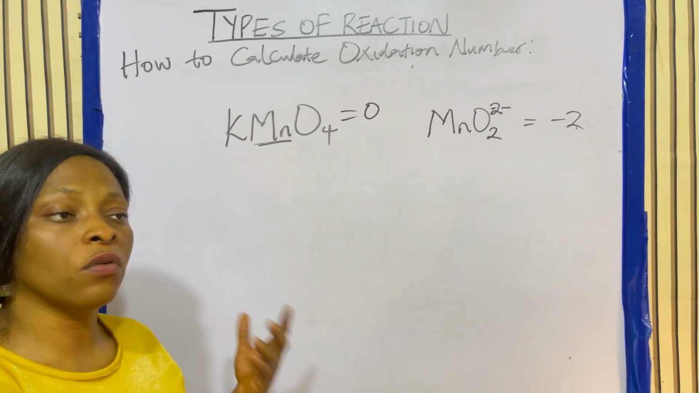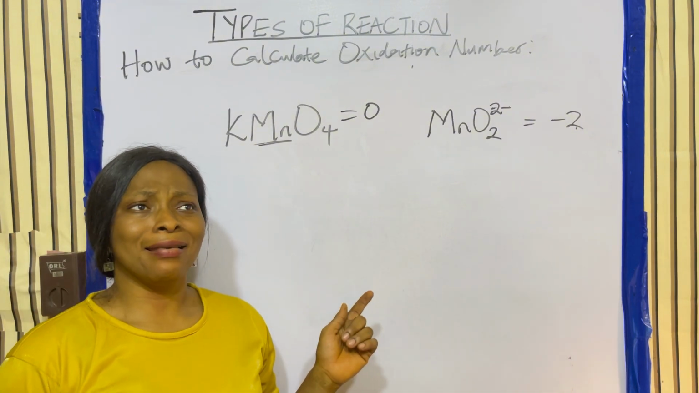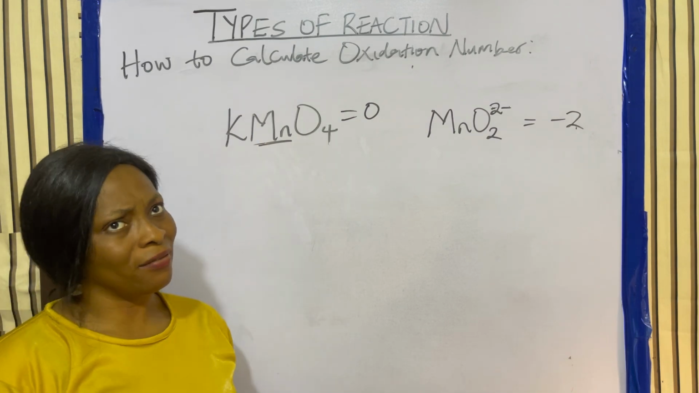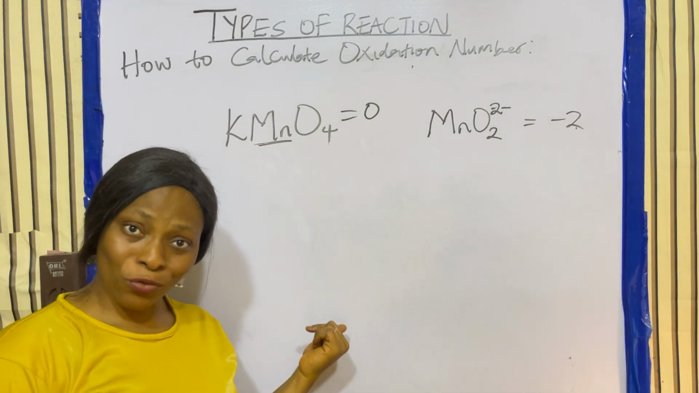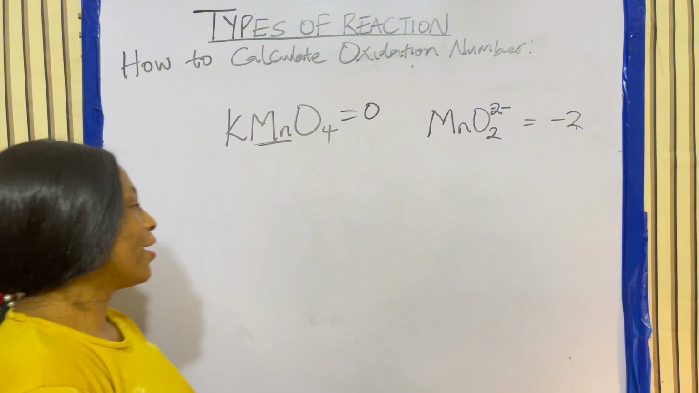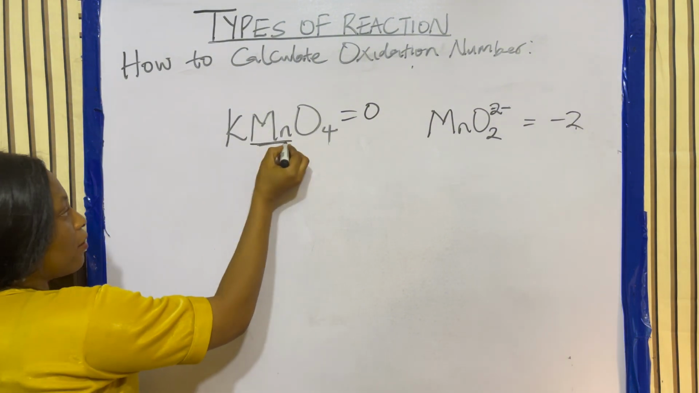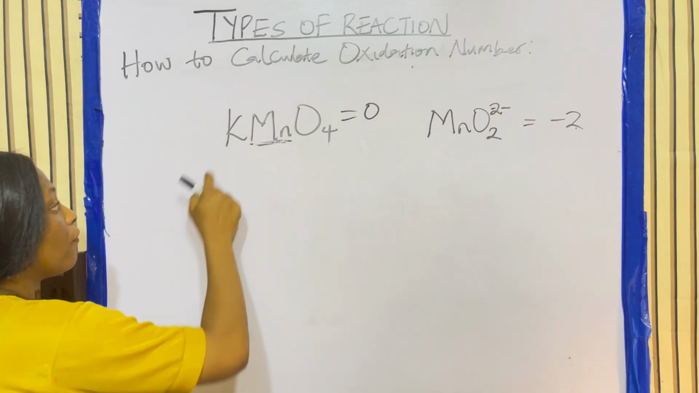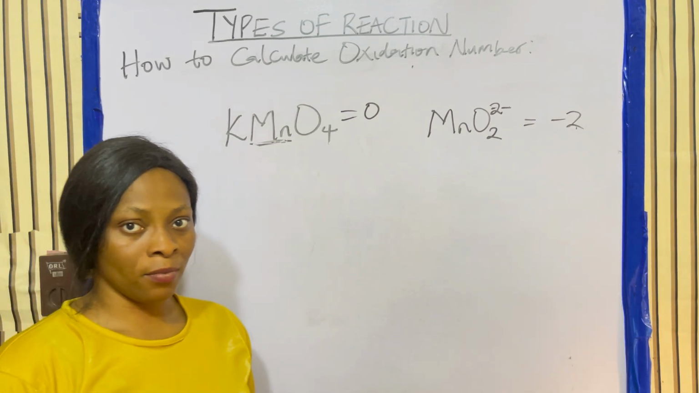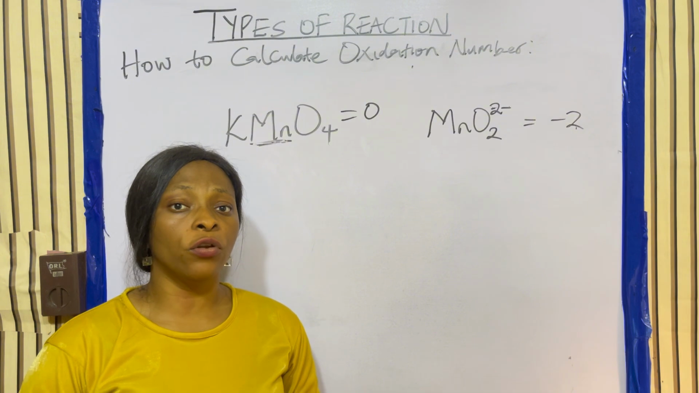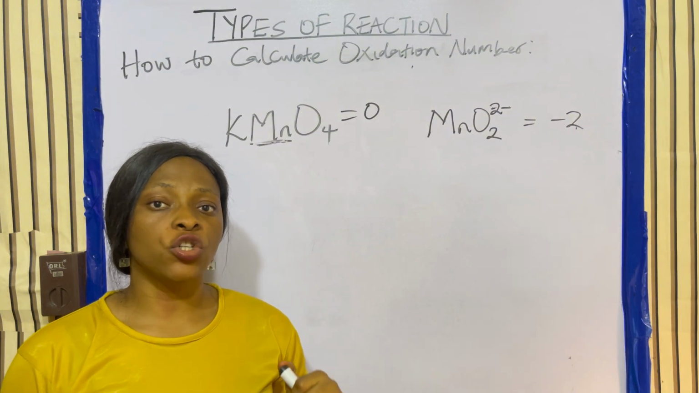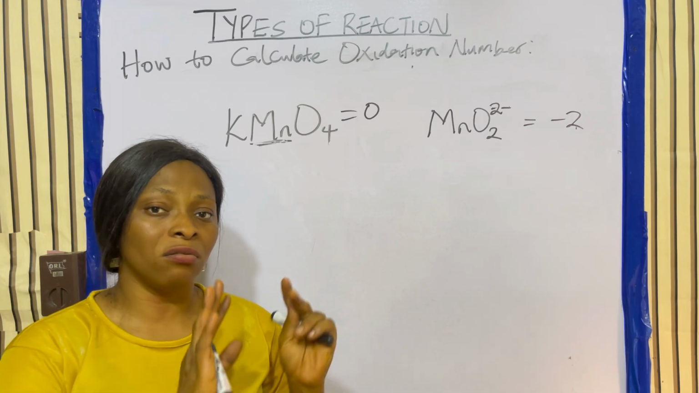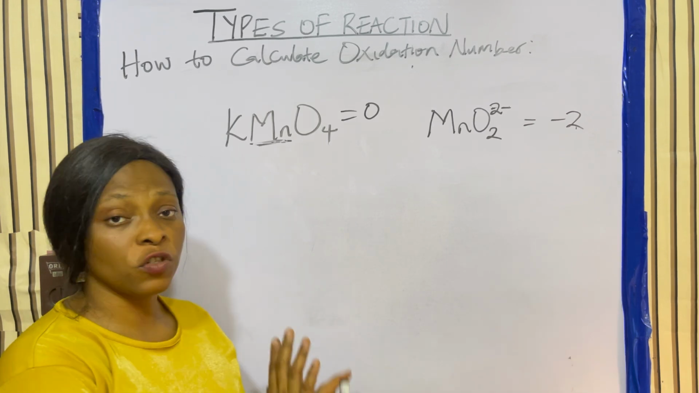Now, sometimes students will ask me, Auntie, how do you know that this is potassium tetraoxo manganese 7? How do you know it's manganese 7? That is what we want to do now. So we are asked to calculate the oxidation number of this manganese. Now, you have to know the valences of the elements. If you don't know how to calculate valences, go and watch my video on atomic structure valences, because I taught those things in detail there. I'm not going to teach it here.